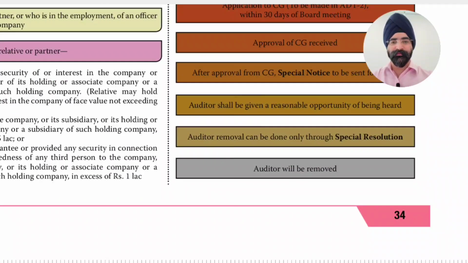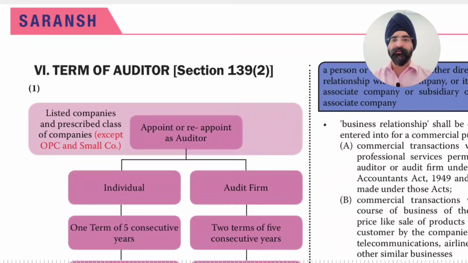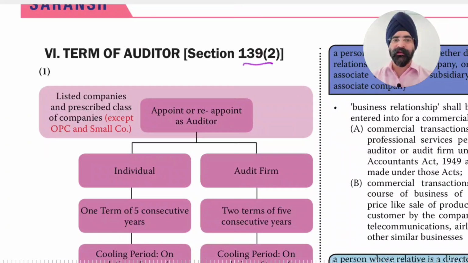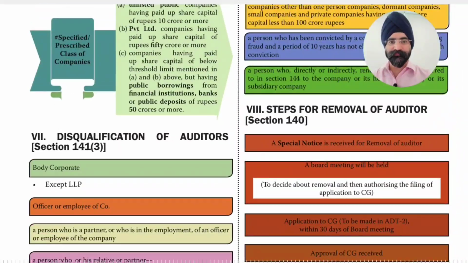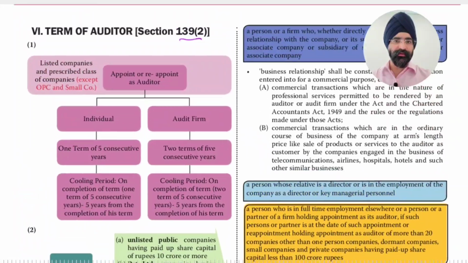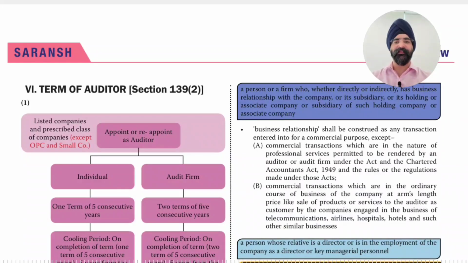Okay, so next we move to term of auditor, section 139 subsection 2. Term of auditor: listed companies and prescribed class of companies. So I think this should be taken together, term of auditor. So let's continue this in our next video, as this whole should be covered in one video.